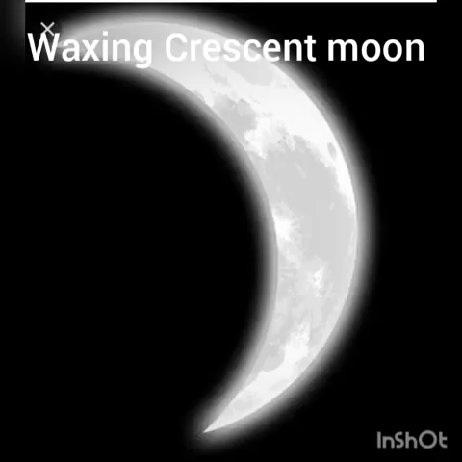Second phase, waxing crescent moon. Waxing means when the size of the moon increases, and crescent means where we can see the curved shape of the moon. When we observe a thin layer of the moon from the earth, it is known as the waxing crescent moon. The moon looks like a crescent, and this crescent moon increases in size from one day to the next.